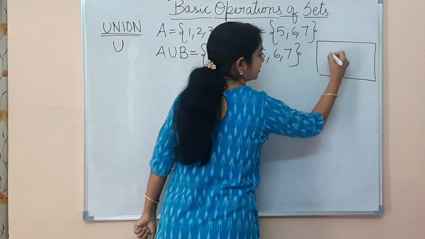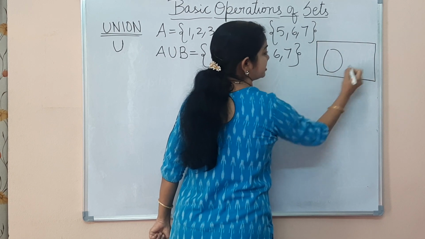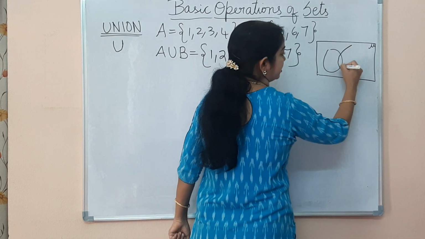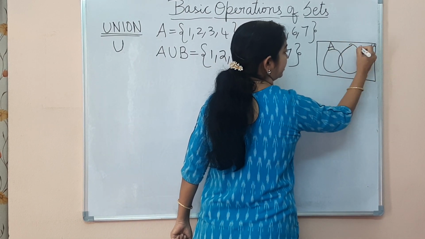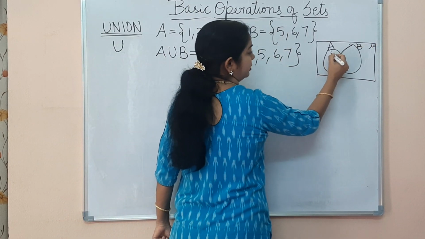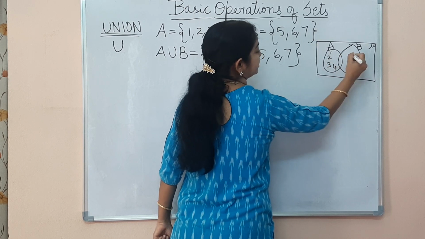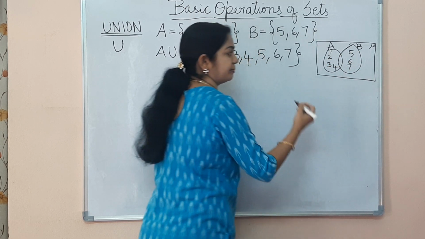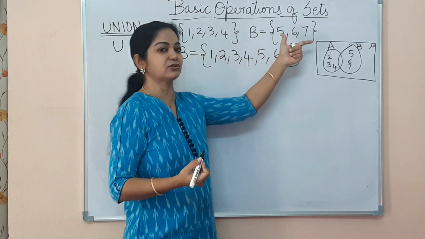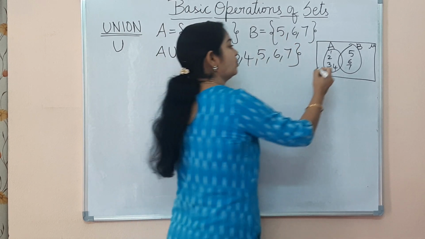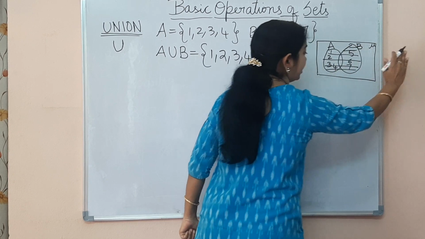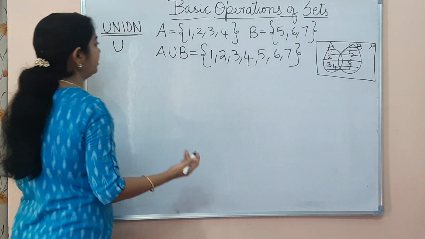So how do we represent it in a Venn diagram? This rectangle is the universal set mu, and the oval shapes are set A and set B. Set A contains 1, 2, 3 and 4. Set B is 5, 6, 7. So I will represent it like this. And what is the union? Union means all the elements of set A as well as set B. So here you can shade the part.